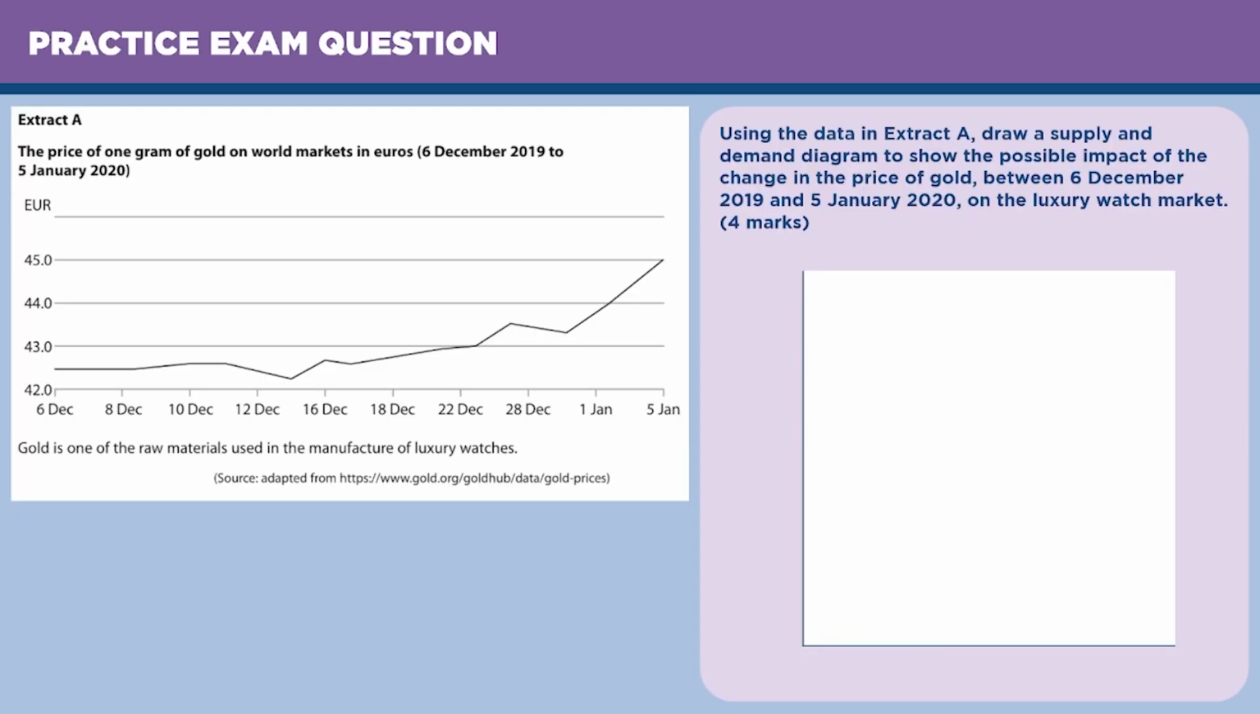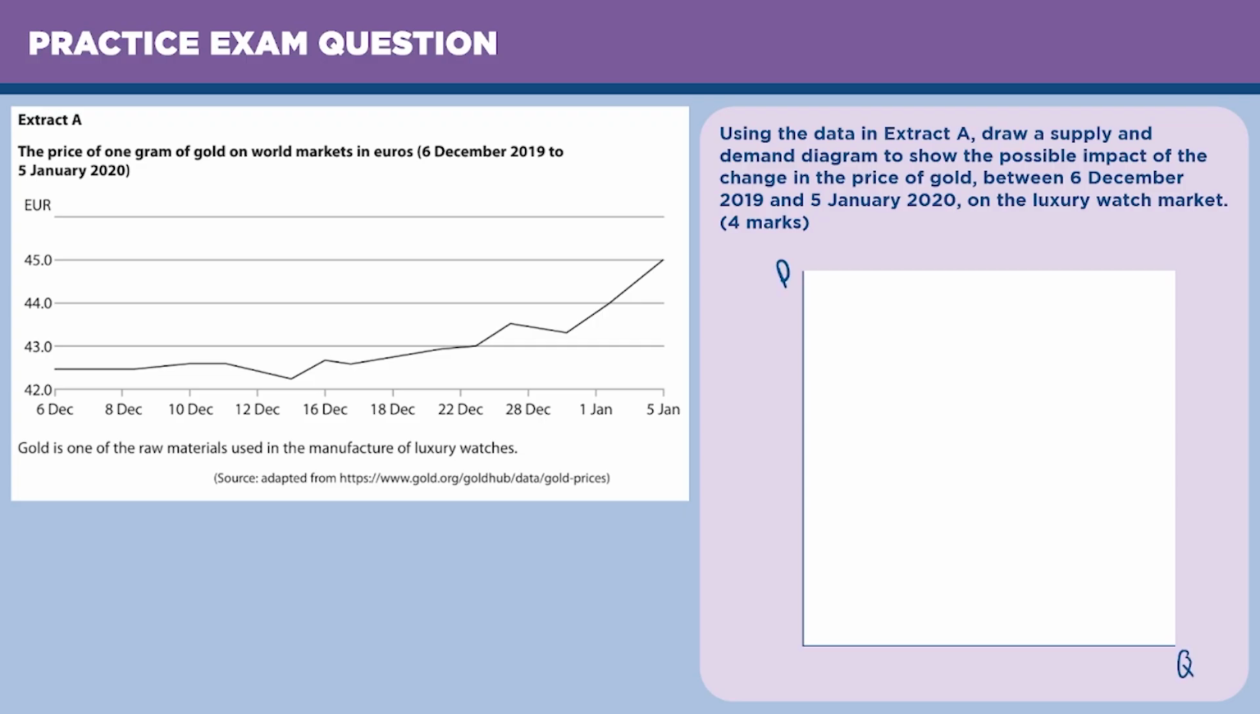So with this one, we've got: draw a supply and demand diagram to show the possible impact of the change in the price of gold between the 6th of December and the 5th of January. That covers the entire chart. It doesn't always. Sometimes they might target a specific part of it. But what we can see, generally speaking here, is the price of gold has increased, right?